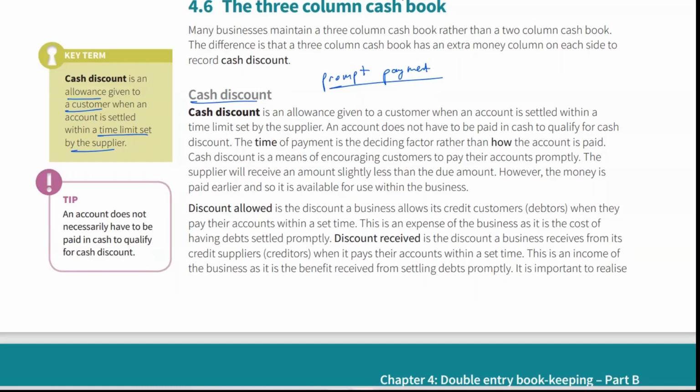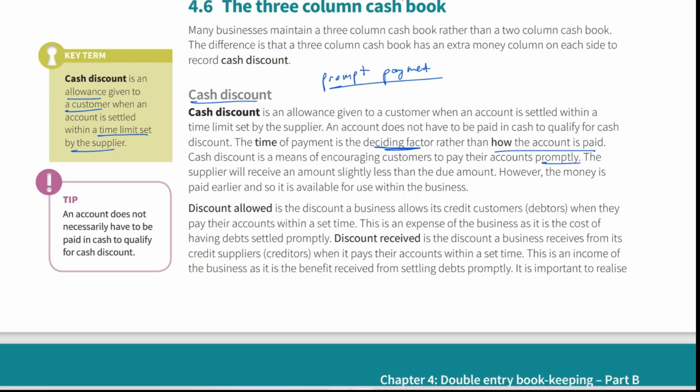Not the method. An account does not have to be paid in cash to be qualified for cash discount. The time of payment is the deciding factor, not how the payment is made. Okay, even if they paid us in bitcoins, you get it. We'll still call it cash discount because they paid within a time limit and we'll give them a discount on that. Cash discount means encouraging customers to pay their accounts promptly, on time, not getting too late.